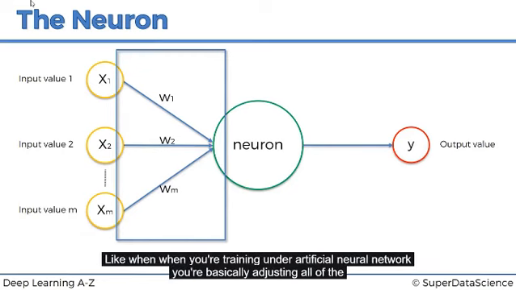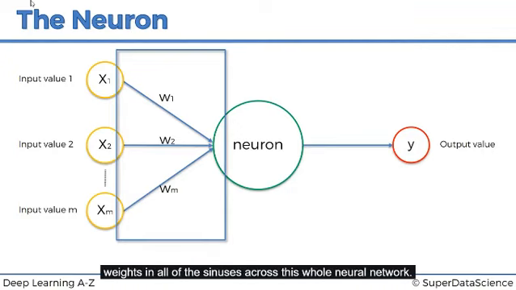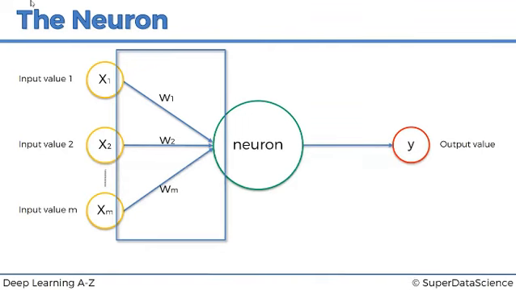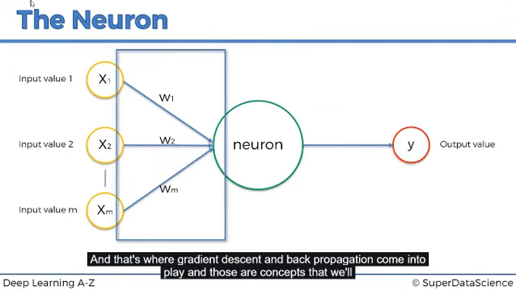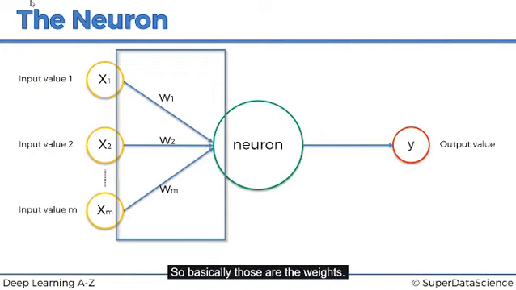When you're training an artificial neural network, you're basically adjusting all of the weights in all of the synapses across this whole neural network. And that's where gradient descent and backpropagation come into play, and those are concepts that we'll also discuss. So basically, those are the weights. That's all we need to know for now.